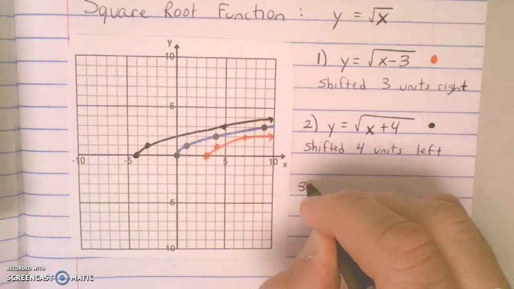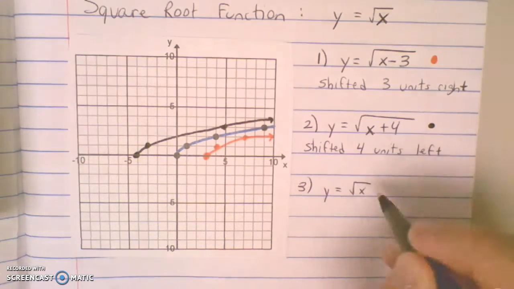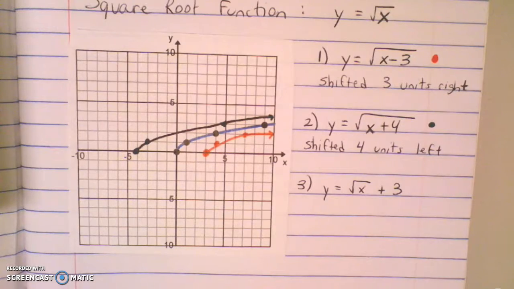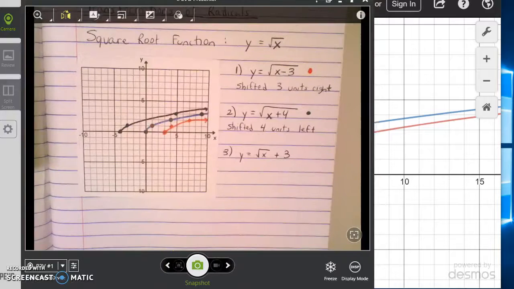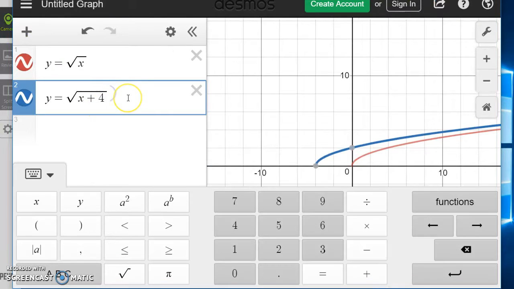All right, let's try another one. This time, notice how I'm going to write the square root of x, then on the outside of the square root, I'm going to put plus 3. So the outside now has a value of plus 3. Let's see what happens, and you might be able to predict if you remember from last semester. So I'm going to delete this one.